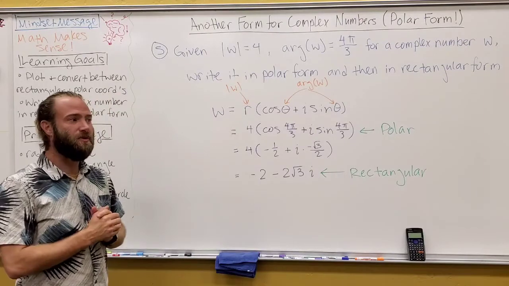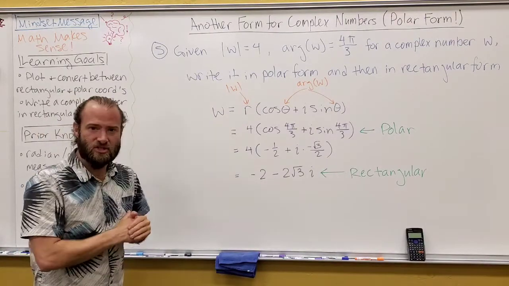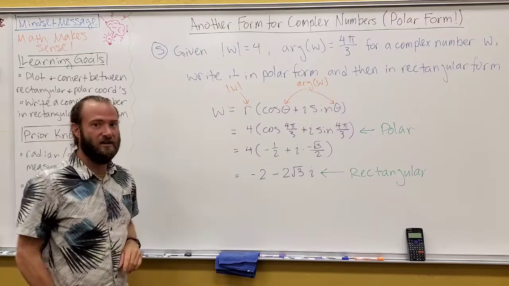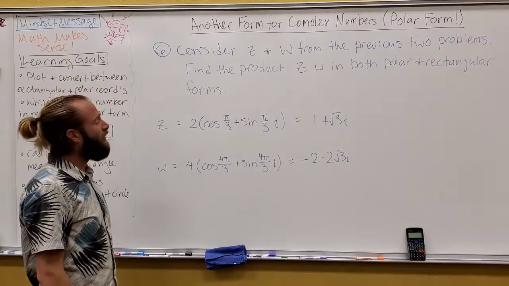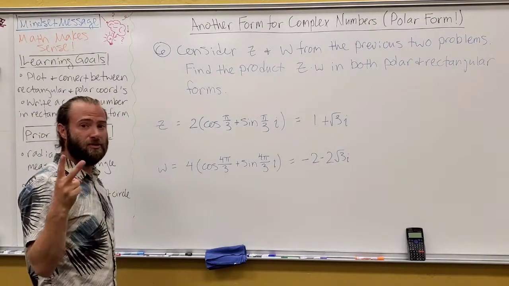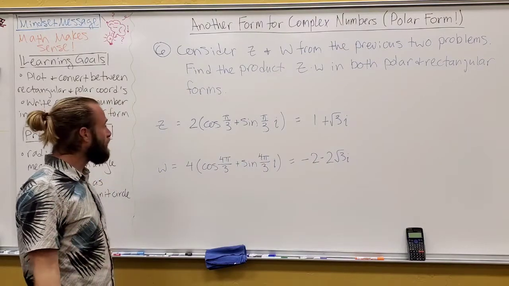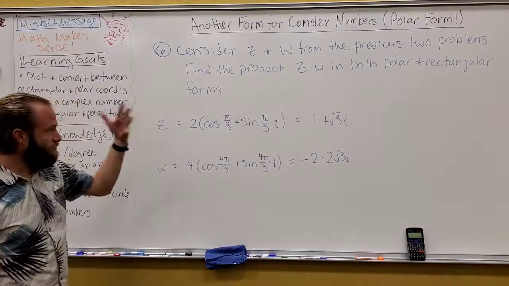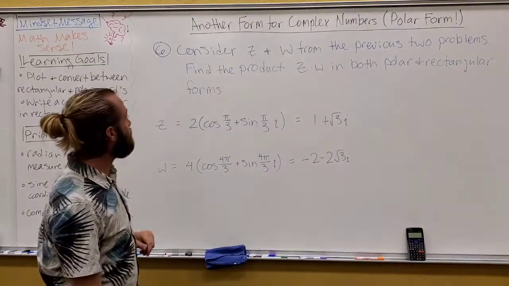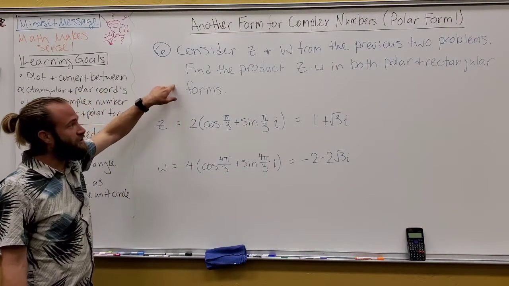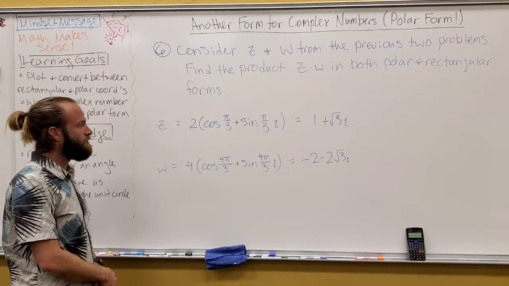I'm going to do one more thing with you that's going to get us thinking and looking ahead into some of the relationships that we're going to look at with this later on. So let's do that before we wrap up. All right, so we're going to consider the two complex numbers that we looked at in the previous two problems, z and w. And I've taken the liberty of putting down both the polar and the rectangular form of each one of those. But we want to find the product z times w in both polar and rectangular forms.